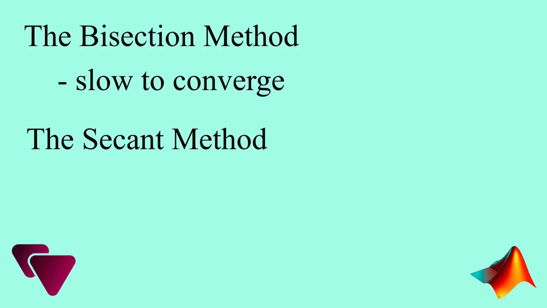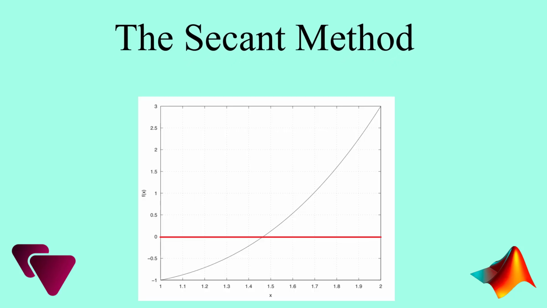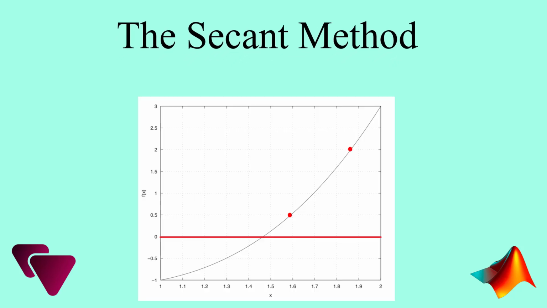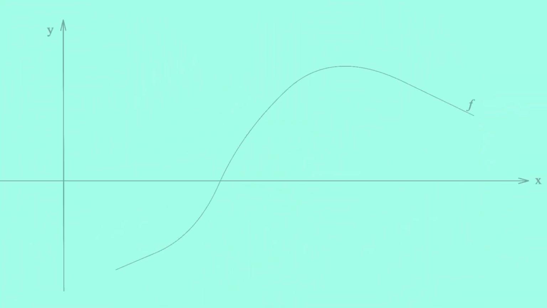The other advantage of this method compared to the bisection method is that the values of f at the initial points do not require to have opposite signs. So let's go. Here's the general idea.